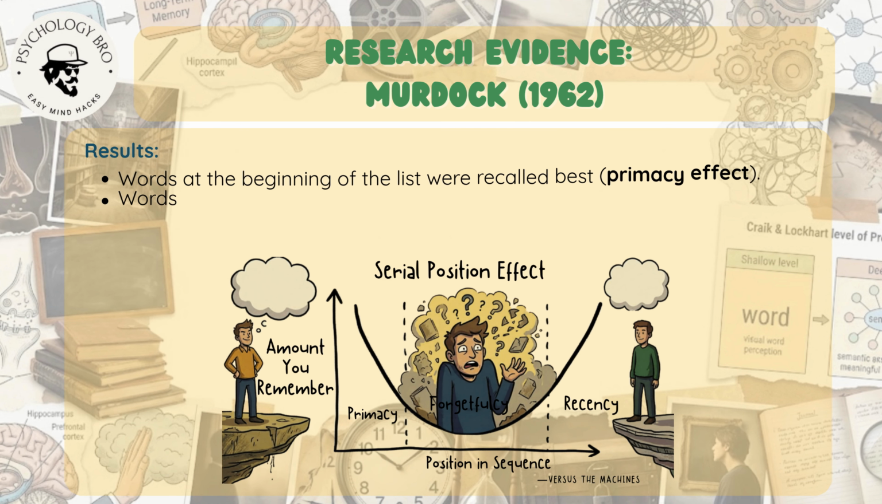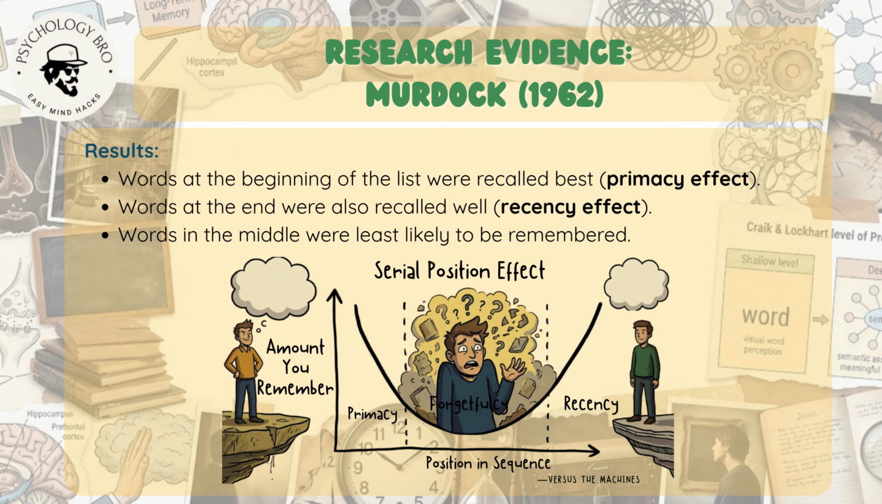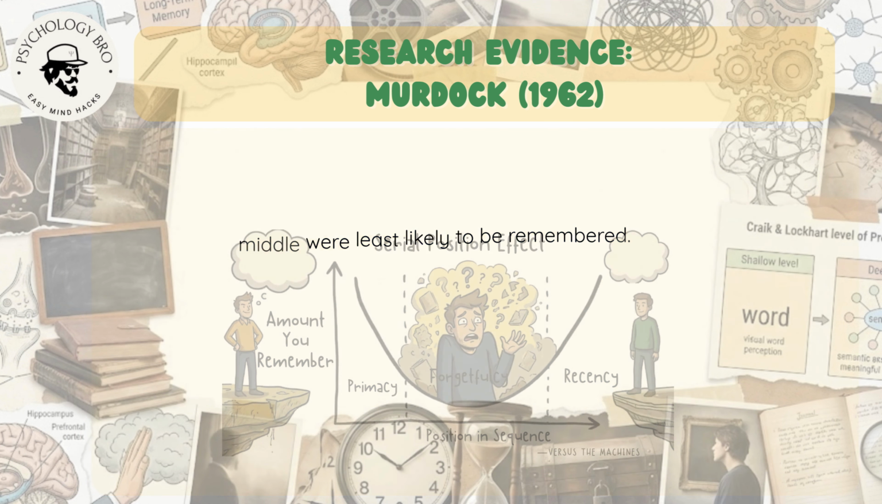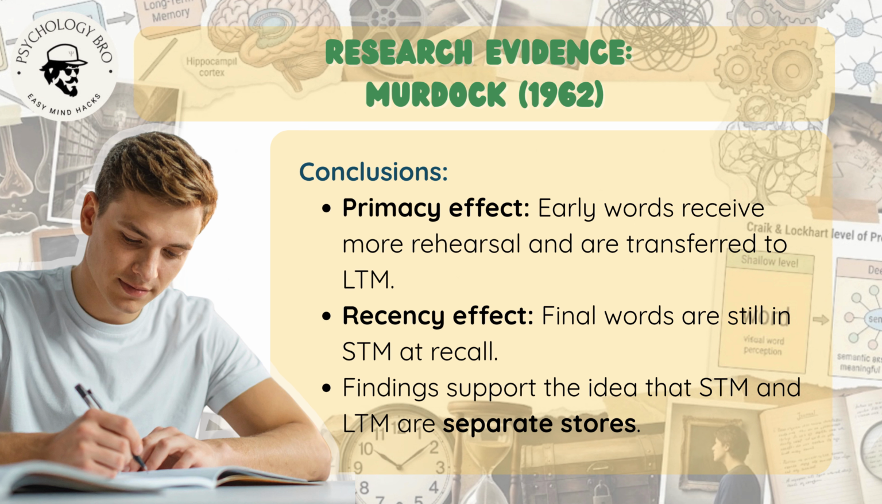The results were fascinating. Words at the beginning of the list were recalled best, which is known as the primacy effect. Words at the end of the list were also recalled well, known as the recency effect. However, words in the middle were the least likely to be remembered. Murdoch reached a few key conclusions. The primacy effect occurs because early words receive more rehearsal and are transferred to LTM. The recency effect occurs because final words are still in STM at the time of recall. Ultimately, these findings support the idea that STM and LTM are separate memory stores.